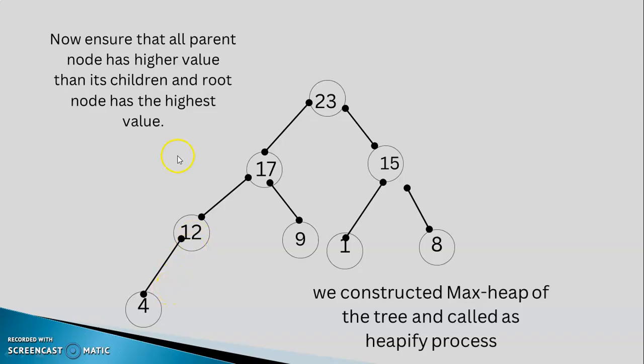So that is what. Now you ensure that all parent nodes have higher values than their children and the root node has the highest value. If you ensure this, what you can conclude is we constructed the max heap of the tree, and we call it the heapify process. So one part of the process is over. That means we have constructed the max heap of the tree.